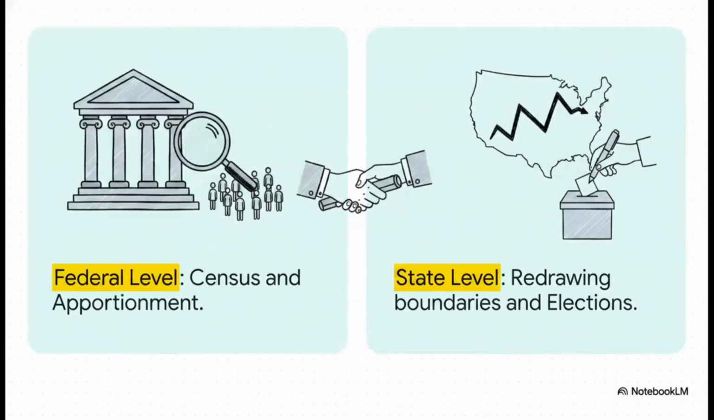Now notice the fascinating handoff in responsibilities here. The first half of the process, Step 1, the census, and Step 2, apportionment, happens strictly at the federal level. The US government handles the counting and the math. But then, the baton is passed. Step 3 and Step 4 are handed completely over to the state level. The states themselves are tasked with the actual redrawing of the geographic boundaries, and they run the elections. This massive shift in jurisdiction right in the middle of the cycle, that is exactly where the fierce political battles truly begin.